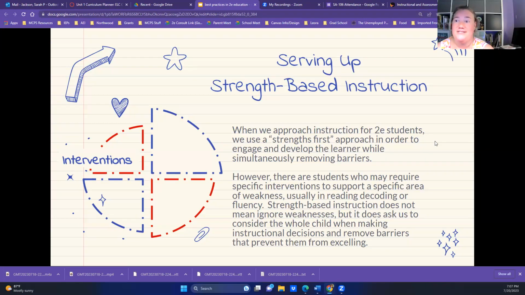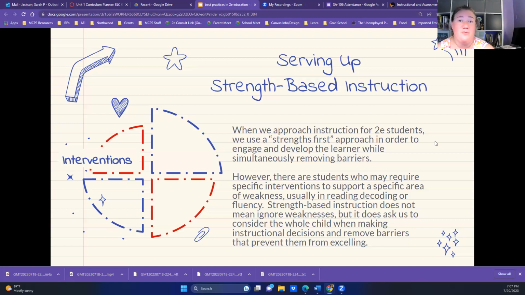Sometimes the barrier is an area that is a specific weakness or an area that does require remediation, and so the way we remove that barrier is to provide an intervention. Sometimes the area is a weakness where accommodations will support the student, or we can build on other strengths as a workaround for what the issue is. But there are times where interventions are necessary.